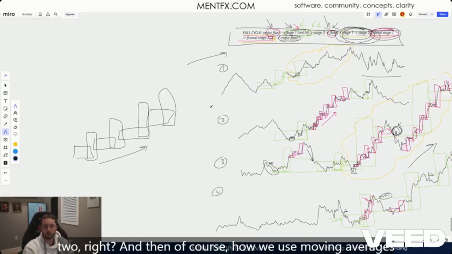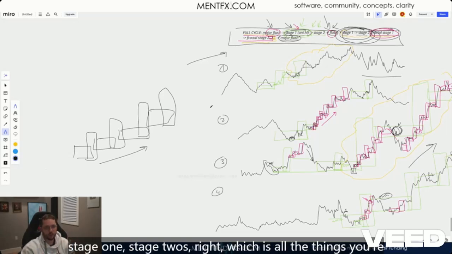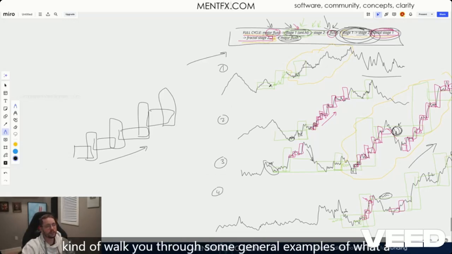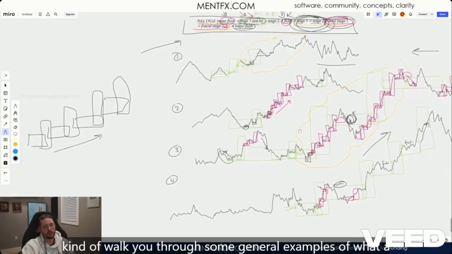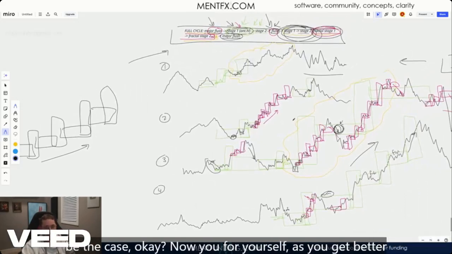And then, of course, how we use moving averages to basically frame, to give a plot, a map to the underlying stage 1, stage 2s, right? Which is all the things you're learning right now. So, the point of this is to walk you through some general examples of what a full cycle of a move might look like. This is what tends to be the case, okay?